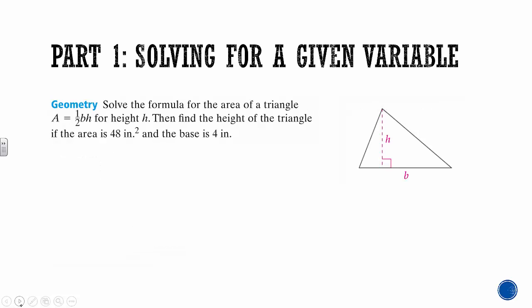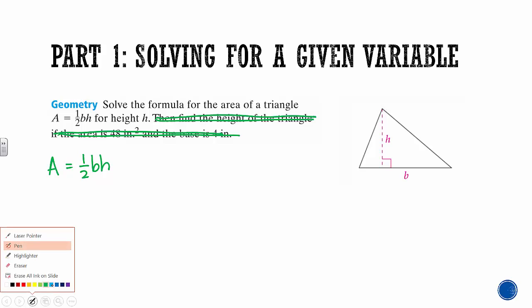So let's say we have this triangle. We know the area of a triangle is 1/2 base times height, and we need to solve for height, and then find the height of the triangle if the area is 48 and the base is 4. Most people just want to plug this in and get the answer out, but the directions say that we have to solve for h first. So forget that stuff is even there. We'll do it afterwards. But when we're looking at this formula right here, we need to get h by itself.